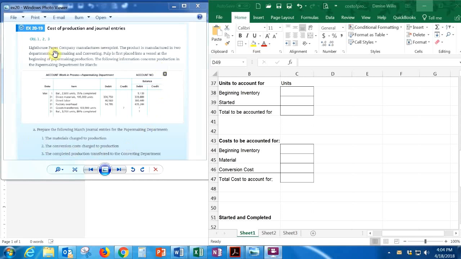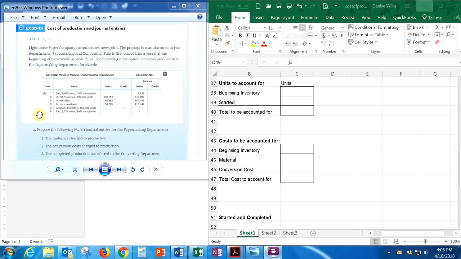We have White House Paper Company manufacturing newsprint. The product is manufactured in two departments, paper making and converting. Pulp is first placed into a vessel at the beginning of paper making production. The following information concerns production in the paper making department for March. Basically, all we've got here is a work in process account for the paper making department.